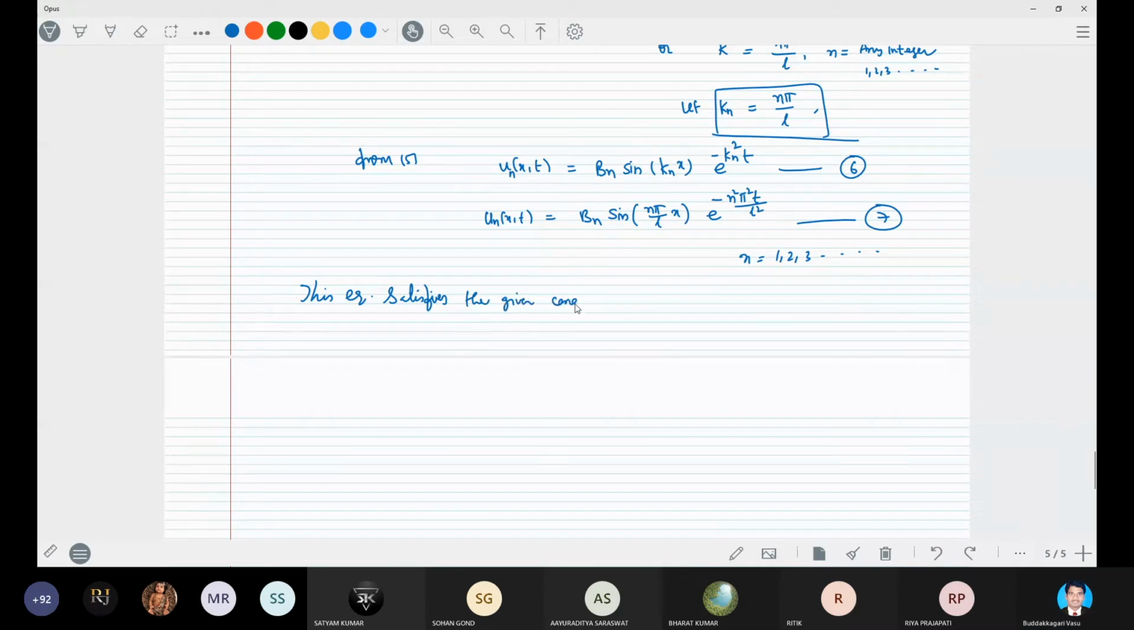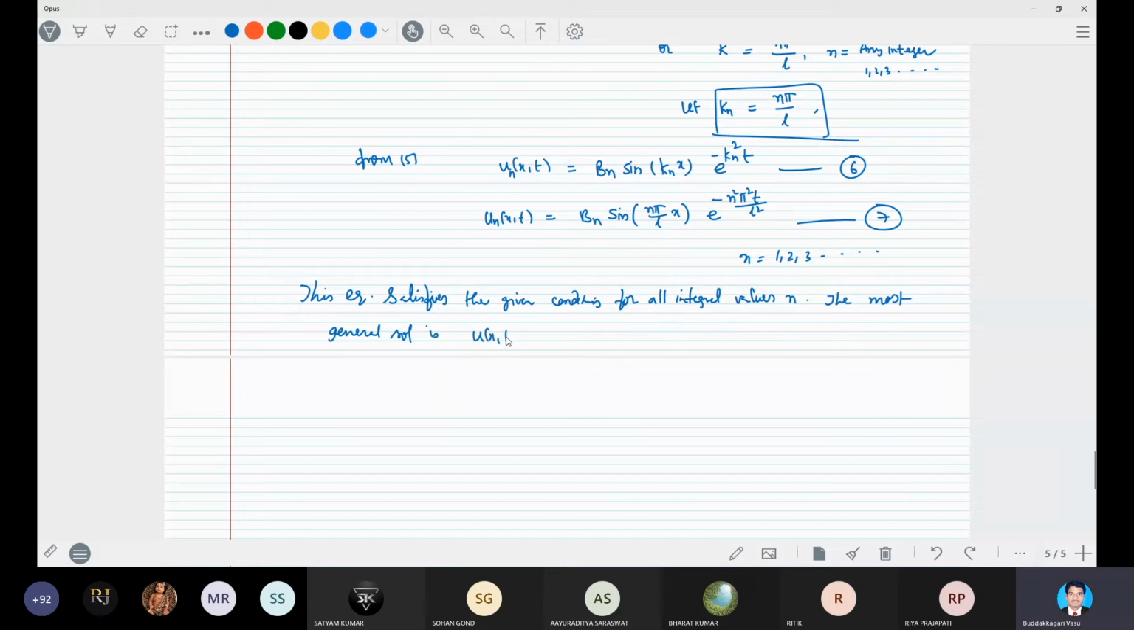for all integral values n. So we can take n is equal to 1, 2, 3, and so on. Therefore, the most general solution still has one arbitrary constant b. That's why it is said to be the most general solution.